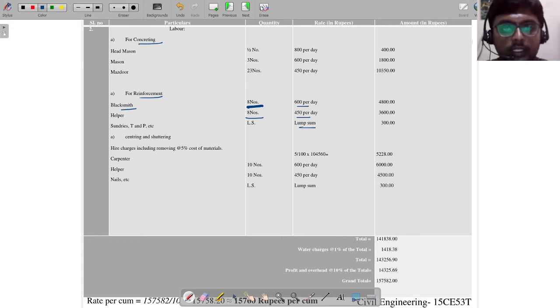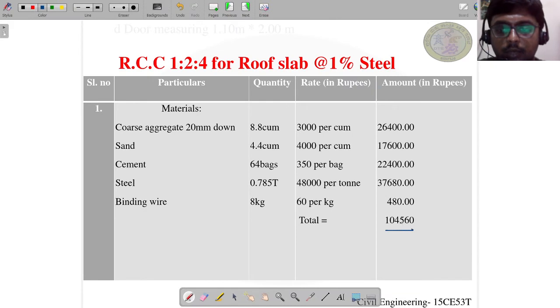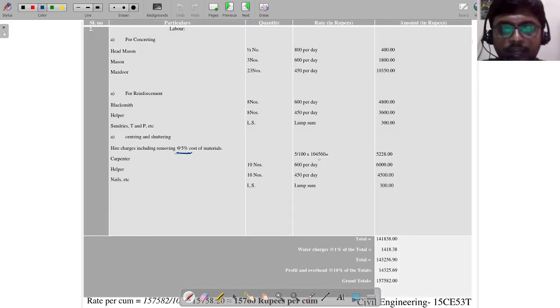Next, let us go to the centering and shuttering work, which is also the form work. Here in form work, we have to estimate the amount required to carry out the centering and shuttering work for 10 cubic meter of work. For that we have a thumb rule: take 5% of the cost of the material. So hire charges including removing is taken as 5% of the material. Total cost of the material is 1,04,560 rupees, so 5% becomes 5,228 rupees.